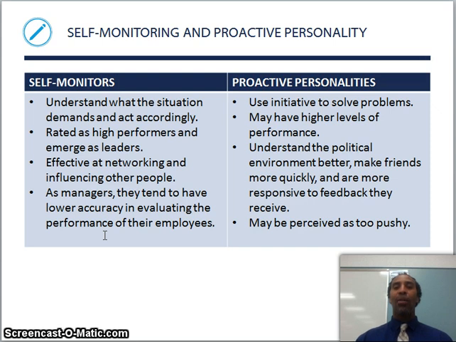Self-monitoring and proactive personality. So let's check out these two different types. Self-monitors understand what the situation demands and act accordingly. Rated as a high performer and emerge as a leader. Effective at networking and influencing other people. As managers, they tend to have lower accuracy in evaluating the performance of their employees. Sometimes people just don't have it right in regards to how good or bad their employees are.